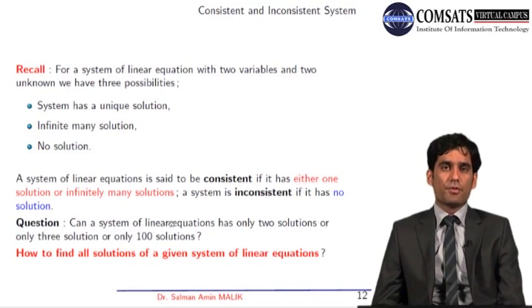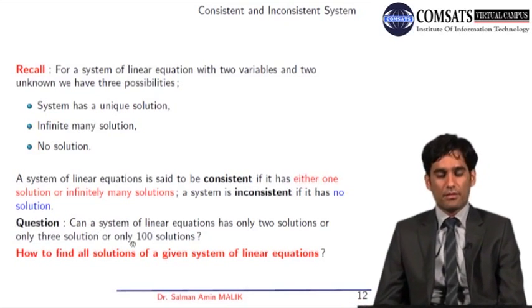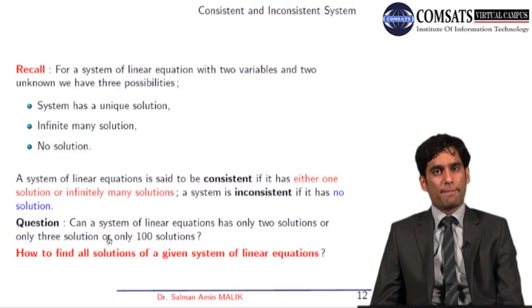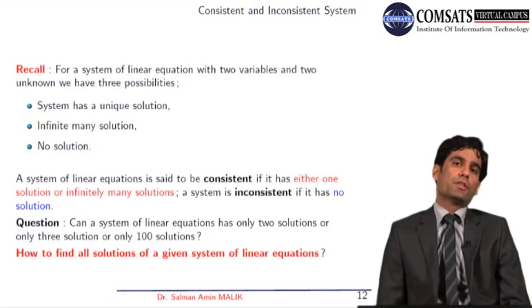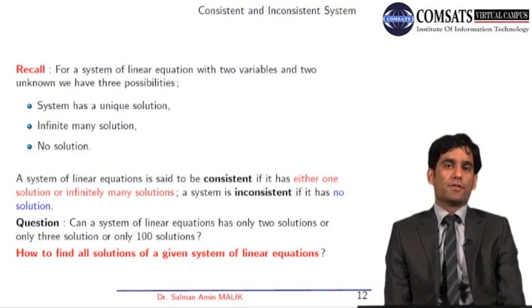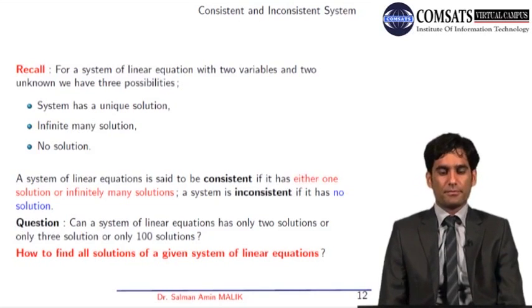A system of linear equations is known as inconsistent if it has no solution. Now I have put a question: can a system of linear equations have only two solutions, or only three solutions, or let's say 10 solutions, 100 solutions? The answer is no. There are only three possibilities for each system of linear equations: whether the solution is unique, the system has infinitely many solutions, or no solutions.